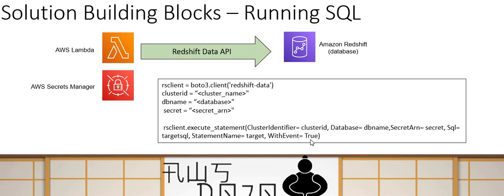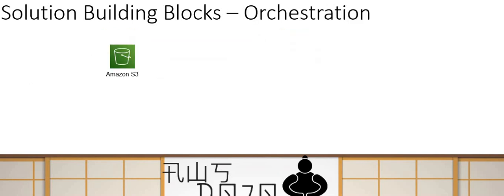And then with event equal to true, you're saying that when this SQL statement's execution status changes, because you're running an ETL and your ETL SQL statement can take minutes to hours to complete, EventBridge will receive an event for that, and you can use those events for orchestration purposes. We are going to see all this configuration very soon in our demo. So moving on. How does this whole orchestration work?